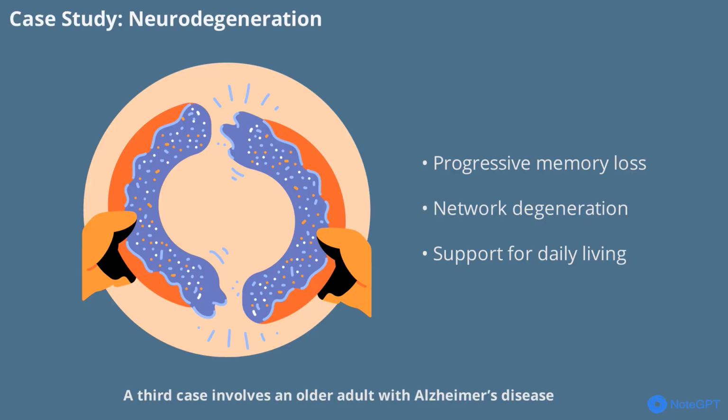The third case involves an older adult with Alzheimer's disease. The progressive degeneration affects multiple brain networks, leading to memory loss, disorientation, and changes in personality. Neuropsychological assessment tracks the progression, while interventions focus on maintaining function and supporting daily living as long as possible.